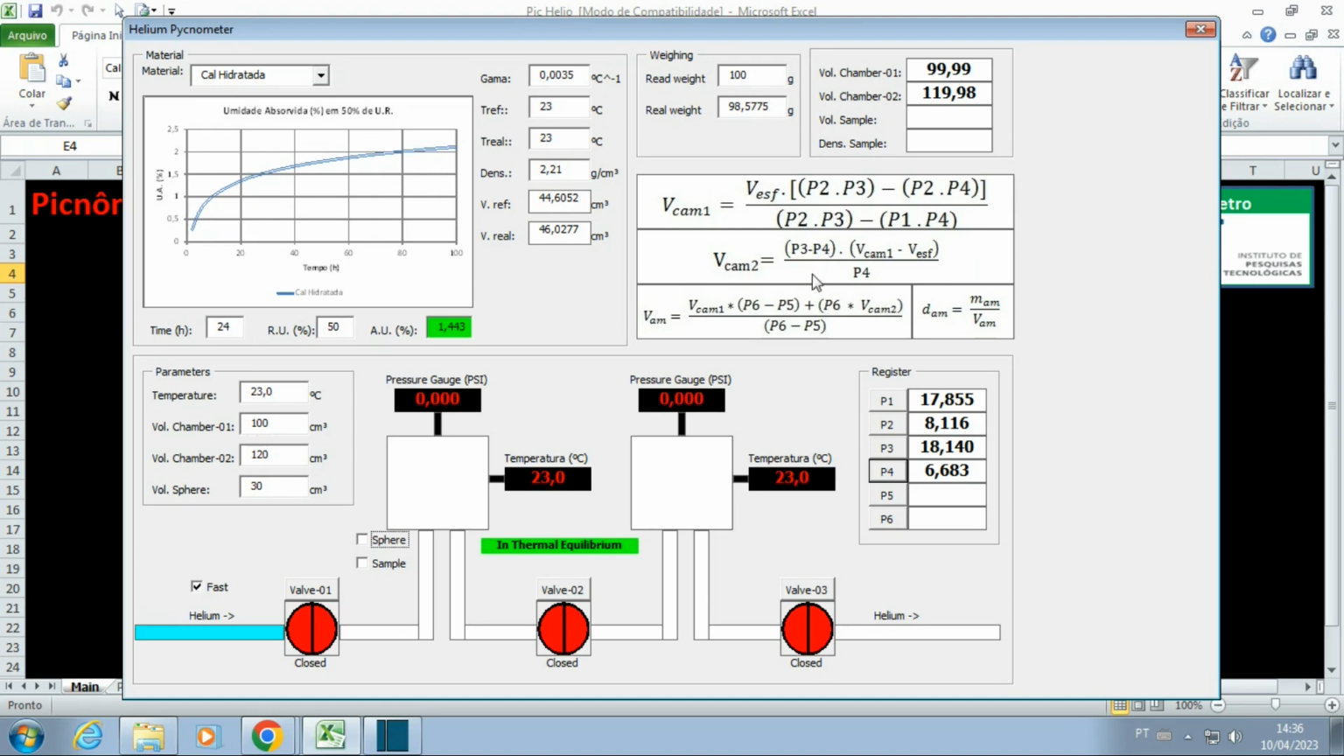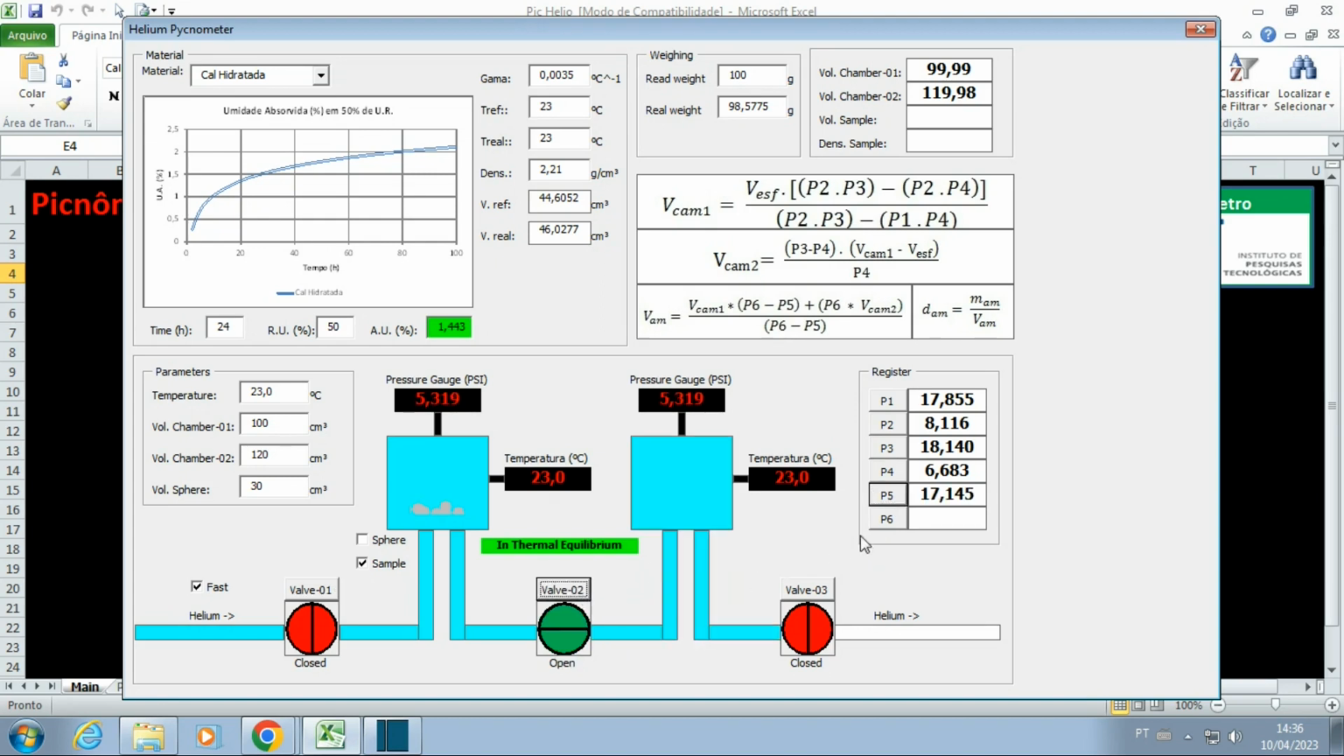And finally, the determination of the sample volume, for which it is enough to remove the sphere and place the sample in chamber 1. The operational part is the same. With the sample in chamber 1, valve 1 opens, the gas will fill the chamber, and after stabilization, P5 is registered, valve 2 is opened. The gas will fill both chambers, and after stabilization, we register P6.